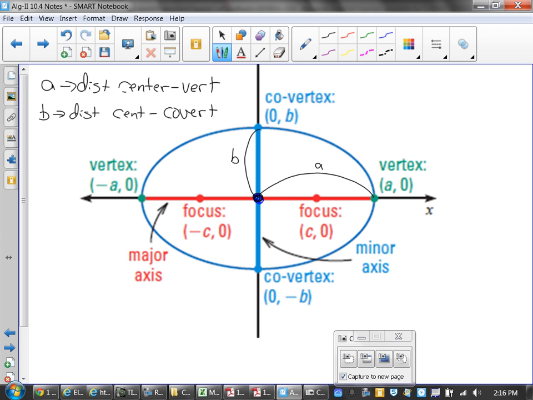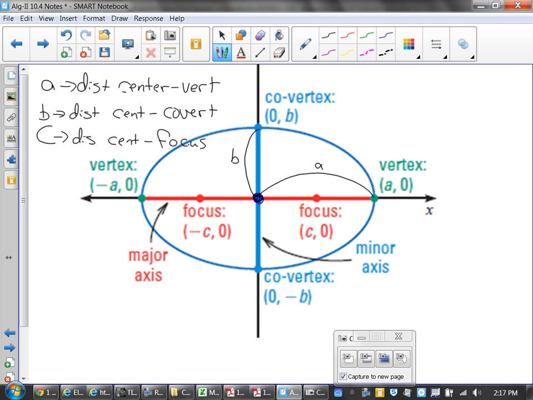Now, this value of C is always going to be the distance from the center to the focus. The way that I remember that is because there's a C in focus. And notice how my vertex is again opening to my focus. That hasn't changed. Just like with parabolas, it doesn't change with these. It won't change with hyperbolas. My hyperbolas will open up to the focus as well.